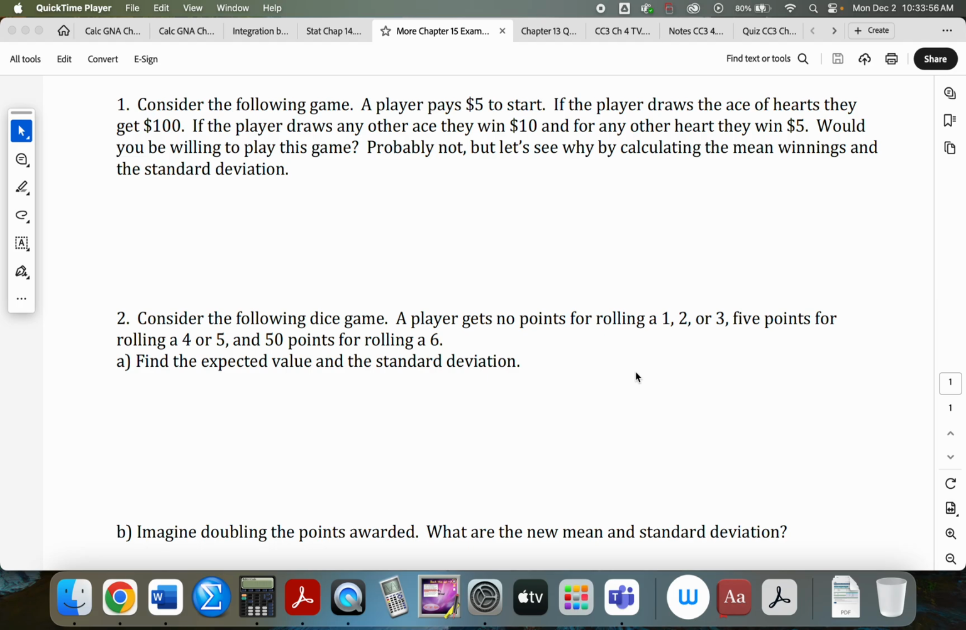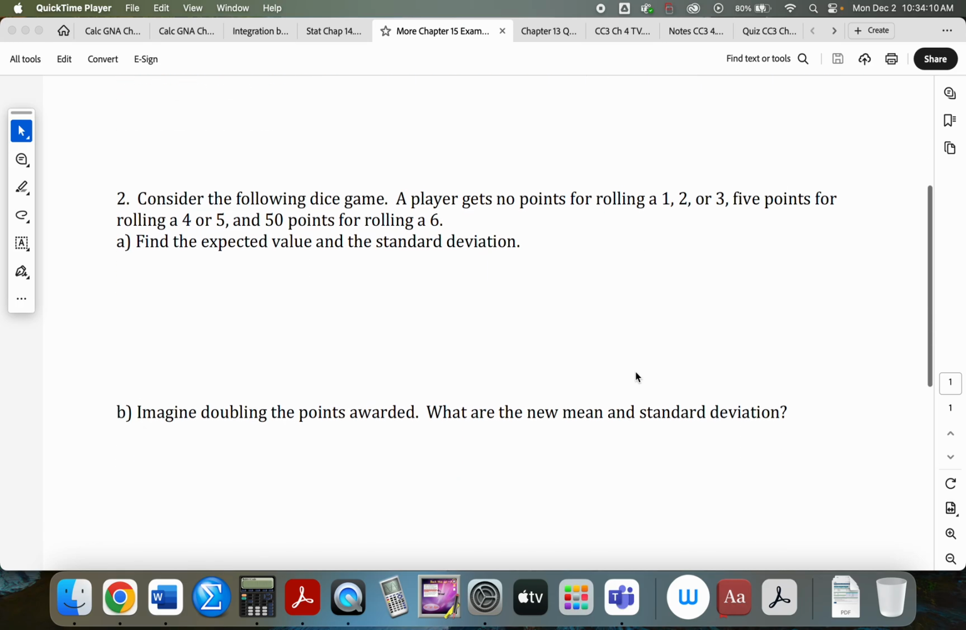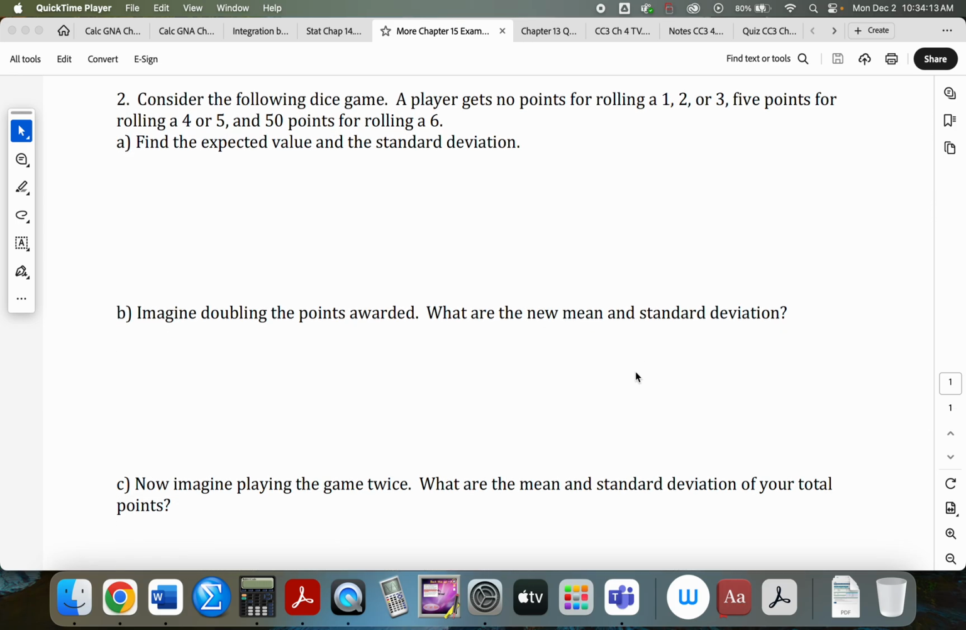A player gets no points for rolling a 1, 2, or 3, 5 points for rolling a 4 or a 5, and 50 points for rolling a 6. We're going to find the expected value and the standard deviation for that. And everyone's like, yeah, we did this, but let's start by making a probability chart. Okay? So we'll have X, and the probability that we're getting X.